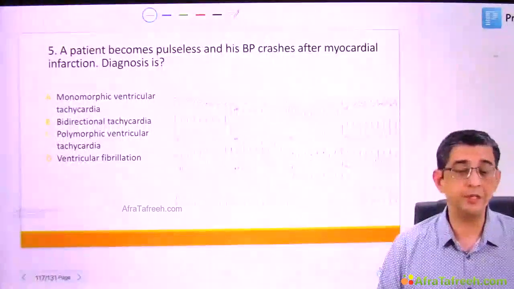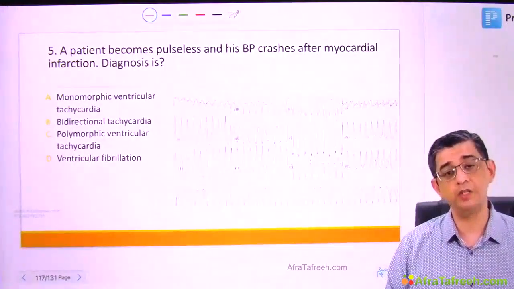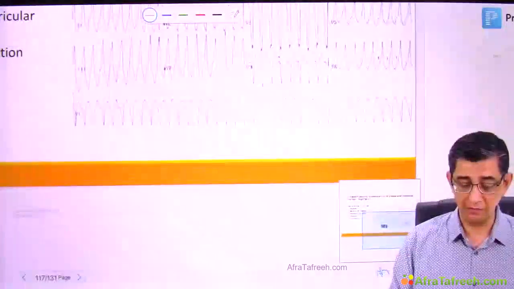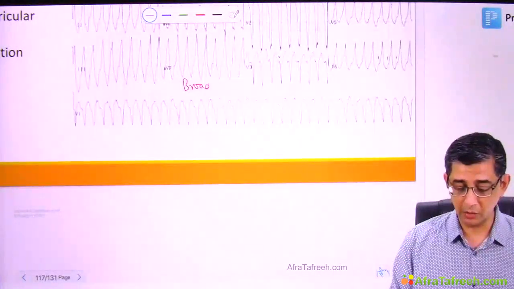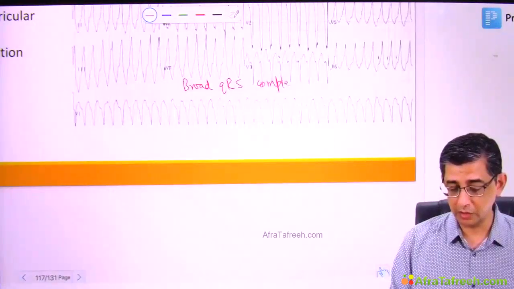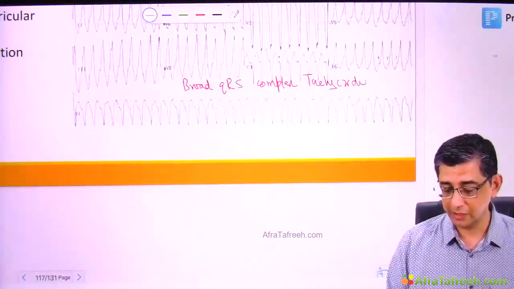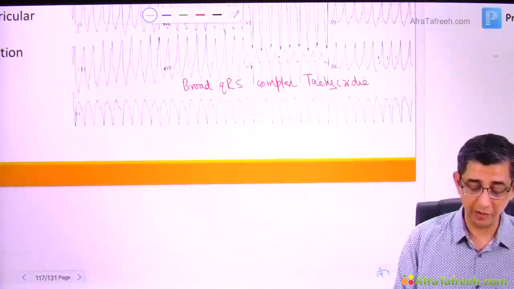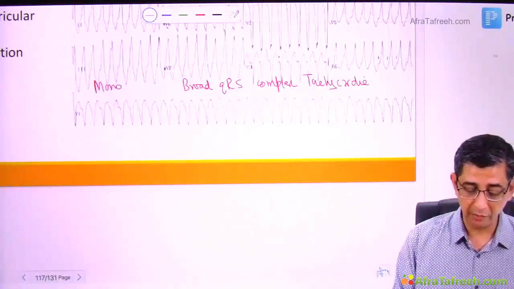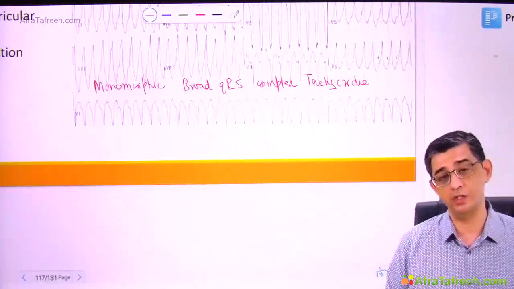Coming to the next question, he talks about a patient who's become pulseless and his BP is crashing after myocardial infarction. What is the diagnosis? First and foremost, you will notice that this is a broad QRS complex tachycardia, and the height of these QRS complexes is also almost the same. So because the height is still the same, you will add the prefix monomorphic. If this height was varying, I would have said polymorphic ventricular tachycardia, that is torsades de pointes.